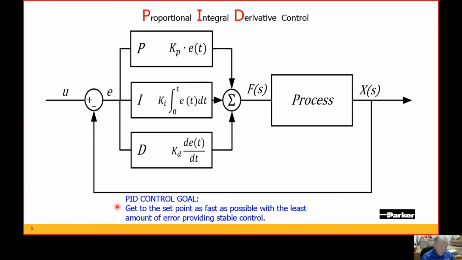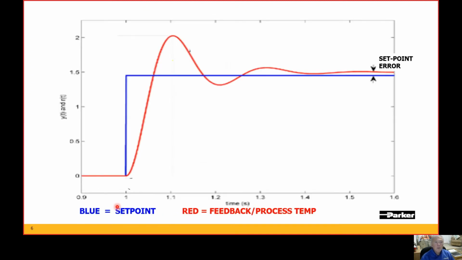So let me use a working example. Here we have a simple graph, blue indicating our primary set point, the red line indicating our feedback or process temperature, and the green arrow here, this area under the curve, indicates set point error. And what we want to do is reduce or eliminate set point error.